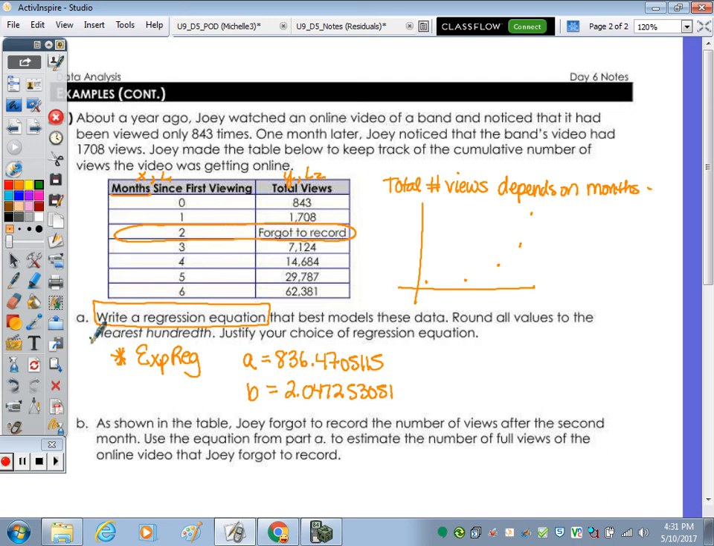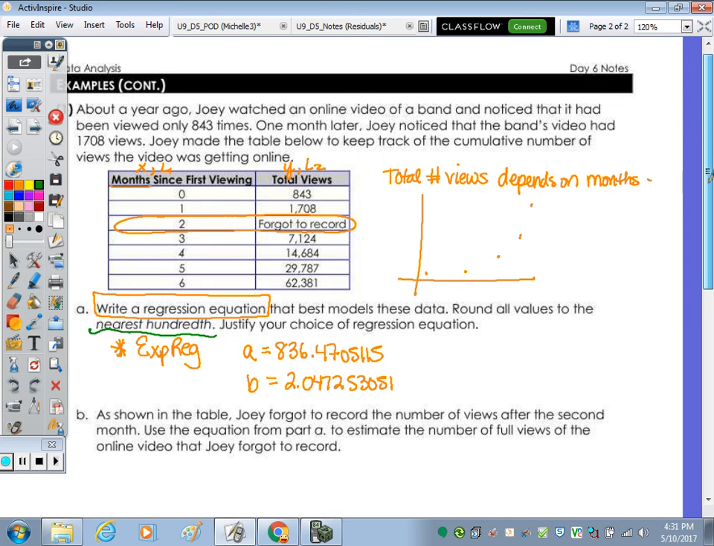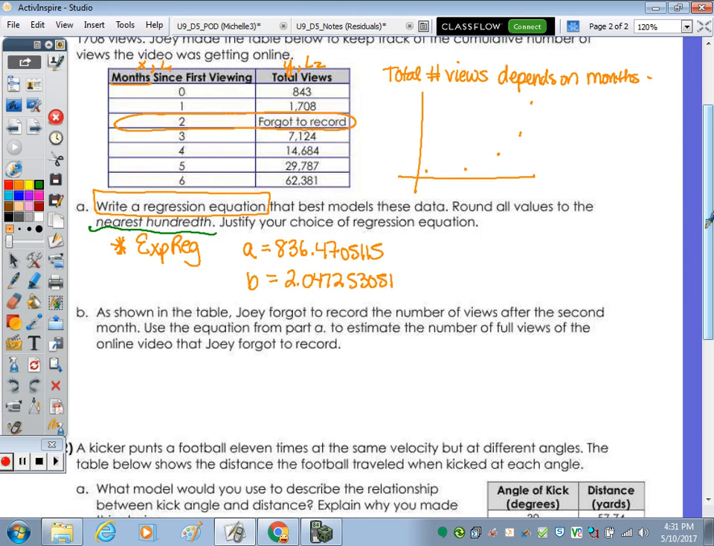To write the equation, it says we're going to round to the nearest hundredth. So the A value, the hundredths place, tens, hundredths. So we get y equals, remember exponential is a times b to the x. So 836.47, as the 0 is going to keep the 7 the same, times 2.0. The 7 is going to bump that up to a 5, and then exponential is raised to the x. The x needs to be in the exponent. So here's our equation.